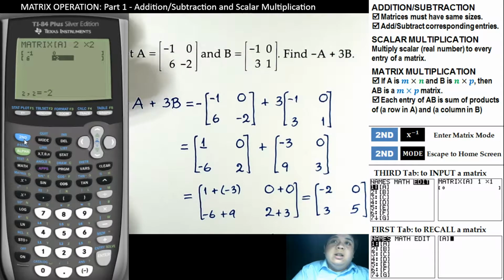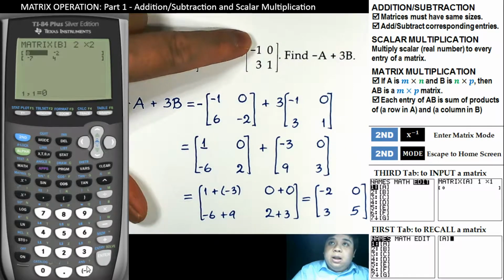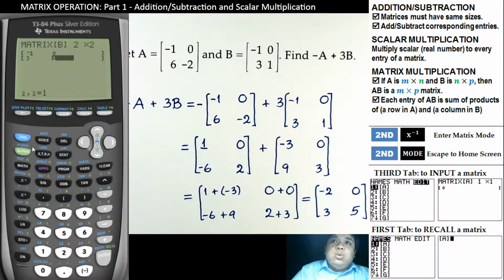Once we're done, second mode to quit, go back to matrix and go to the edit tab, go down for matrix B, edit matrix B, hit enter. It is a 2 by 2, negative 1, 0, 3, and 1. Once we're done, second mode, now back to the home screen.